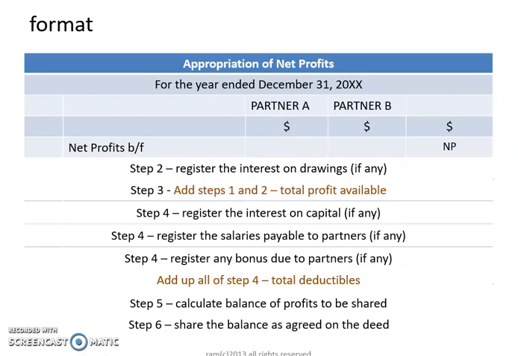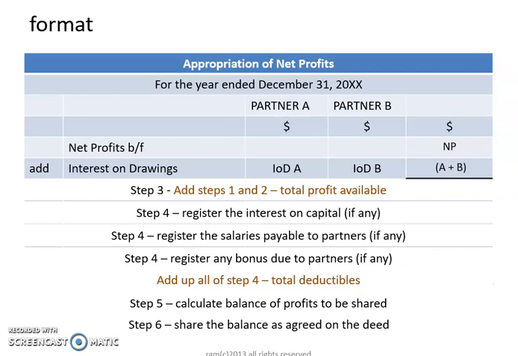Second step says register the interest on drawings. So we take our calculators and we calculate the percentage of interest, the amount of interest that they're supposed to pay for the money that they took off the business, and we record it under each person's name and put the total over at the end. All right, so there we go. Interest on drawings for partner A, interest on drawings for partner B, and we add the two things together and put the answer over there.